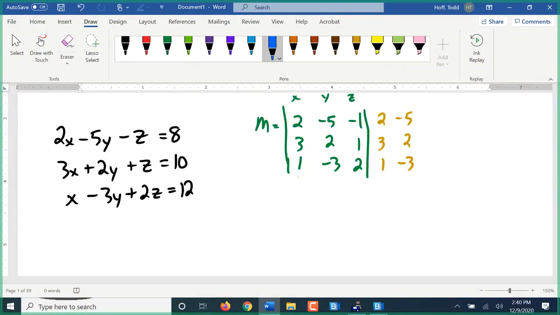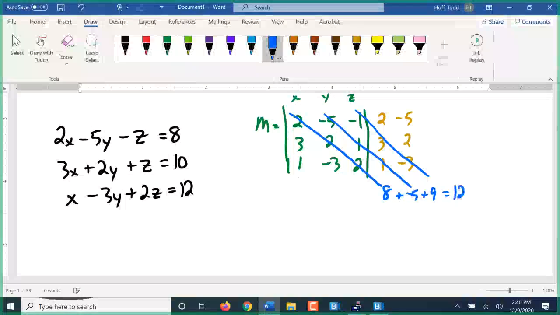So now we do our down diagonals. Each item in the top row has a down diagonal. So we do 2 times 2 times 2 is 8, plus -5 times 1 times 1 is a -5, plus -1 times 3 times -3 is 9. That gives me 12 is my down diagonal total.